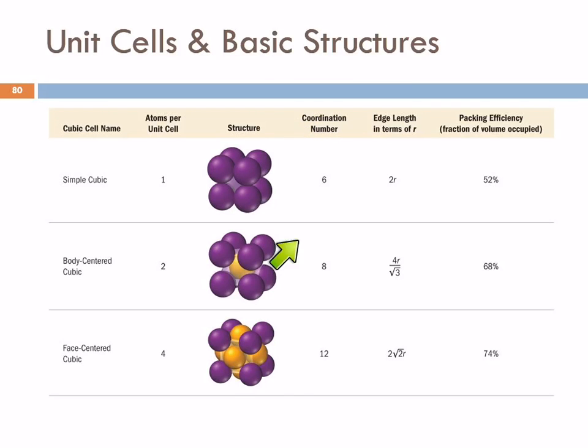Here's the coordination number for these different cubic cells, the edge length in terms of R, being the radius of the atom, and the packing efficiency. We see 52, 68, 74. As the coordination number goes up, the packing efficiency goes up. So we're going to look at each of these in more detail.